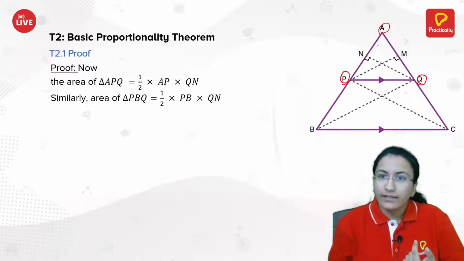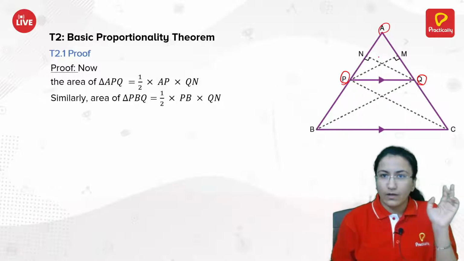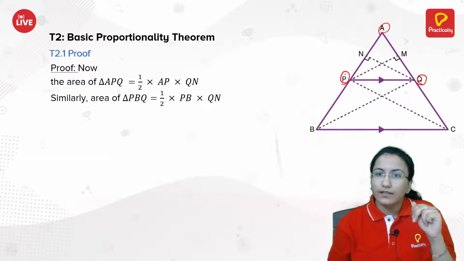We will write the area of APQ. Now there are two ways of writing the area of APQ because there are two perpendiculars, right? We can once consider the base as AP and once we can consider the base as AQ. We will write the area from both the ways, right?